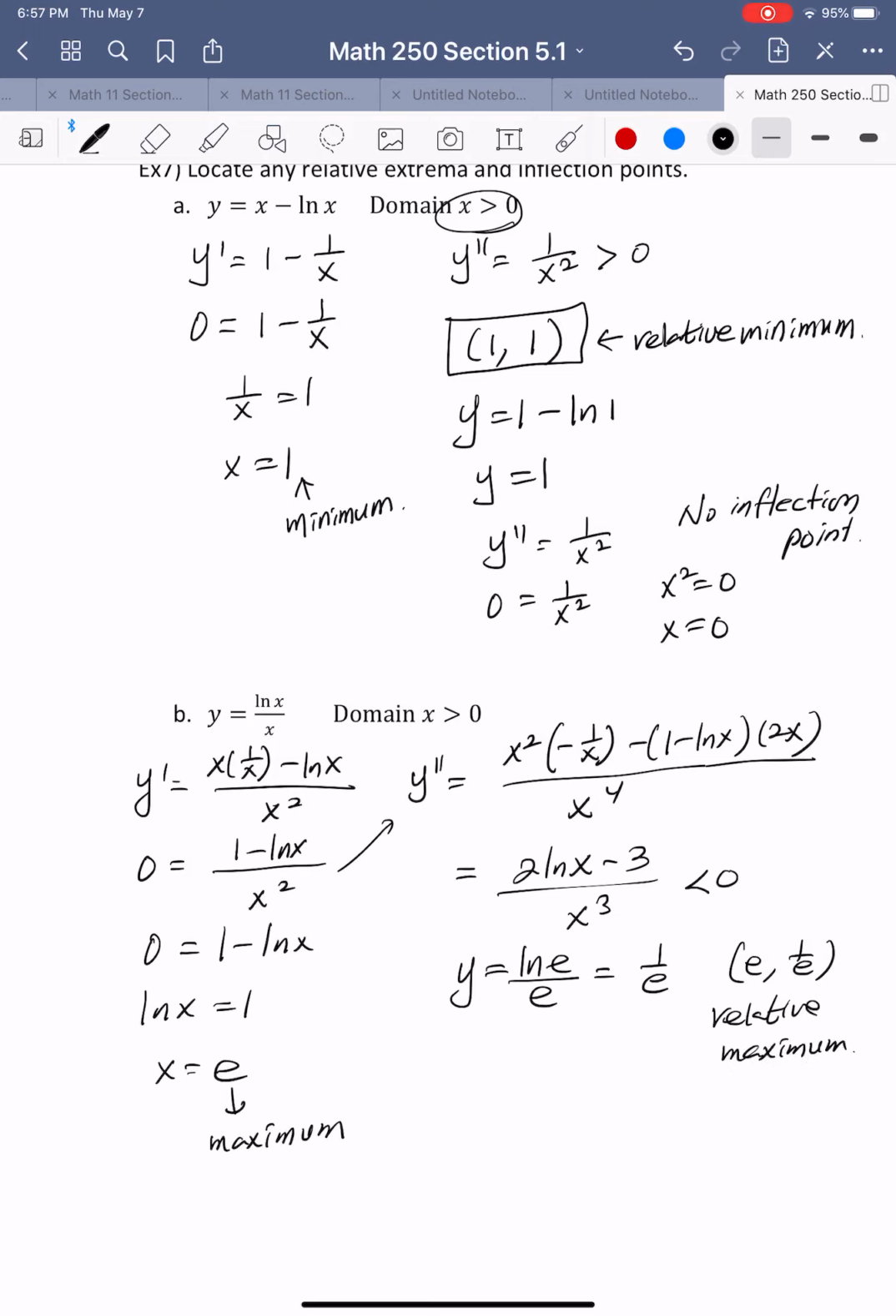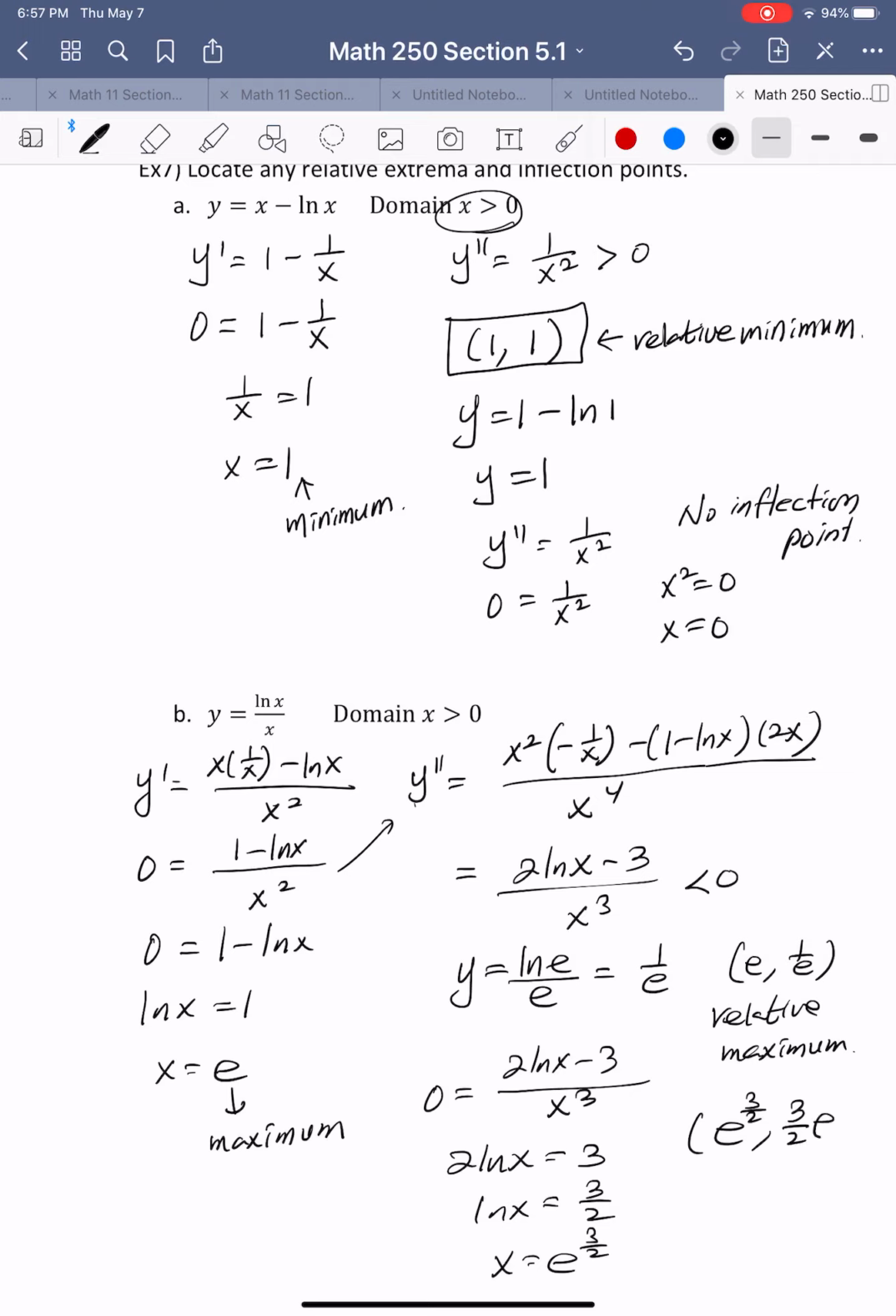And also, if you set the y double prime equal to 0, which is 2 ln x minus 3 equals 0, then 2 ln x equals 3, ln x equals 3 over 2, x equals e to the 3 over 2. Plug it into y equals ln x over x, and you get 3 over 2 times e to the negative 3 over 2. That becomes an inflection point. Alright, so that's for the 5.1. Thank you for listening.